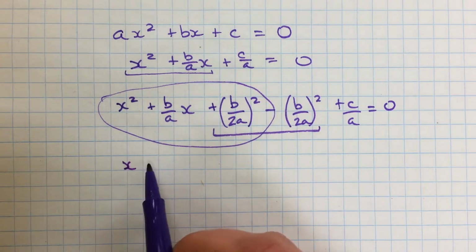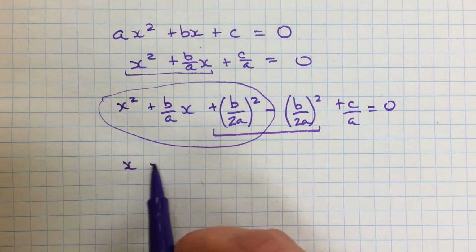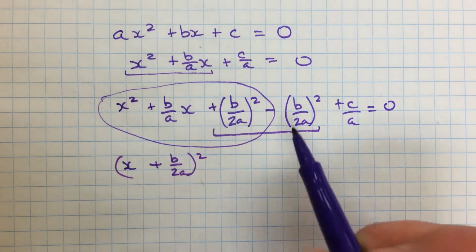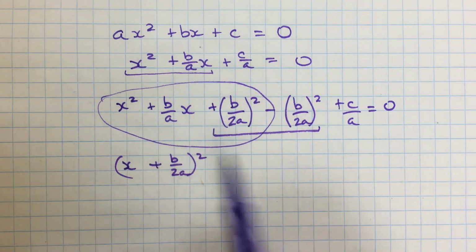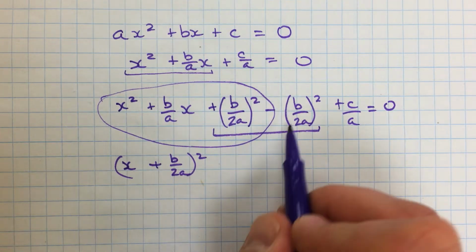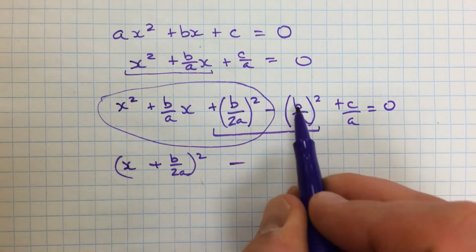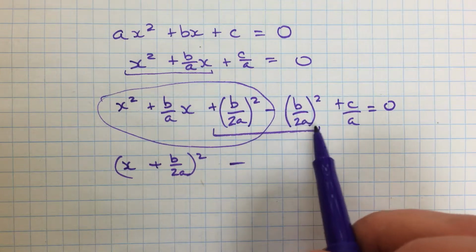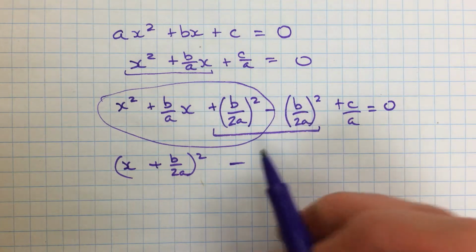So I have x, it'll be x plus b over 2a, that is squared. That's what this is right here. And if you expand this out, binomial expansion, you'll see that you get exactly that back. And then I have minus, and I have some choices here. I can either square this and expand it out, or I can leave it like this. I think I'll square it.